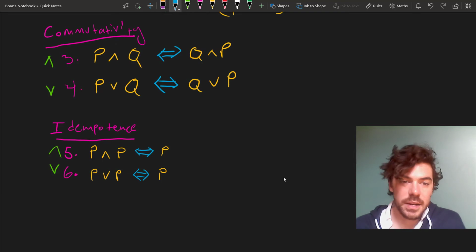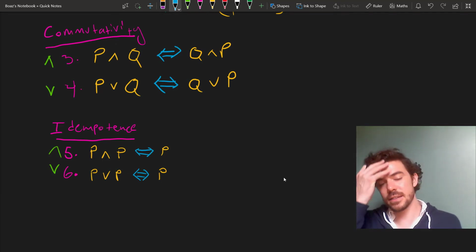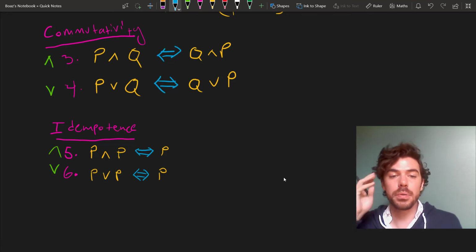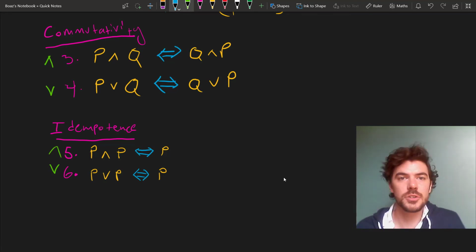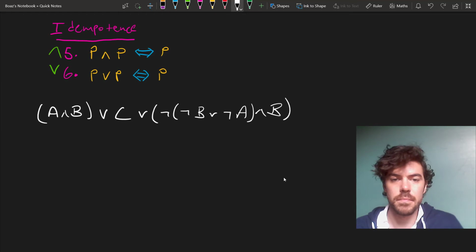Last up is idempotence. And this just tells us that P and P is the same as P, and P or P is the same as P. I think this one's pretty straightforward. Now let's look at a sentence we can simplify using these rules and the rules for pushing negation through plus double negation. This looks like a real doozy, but we can work through it bit by bit.